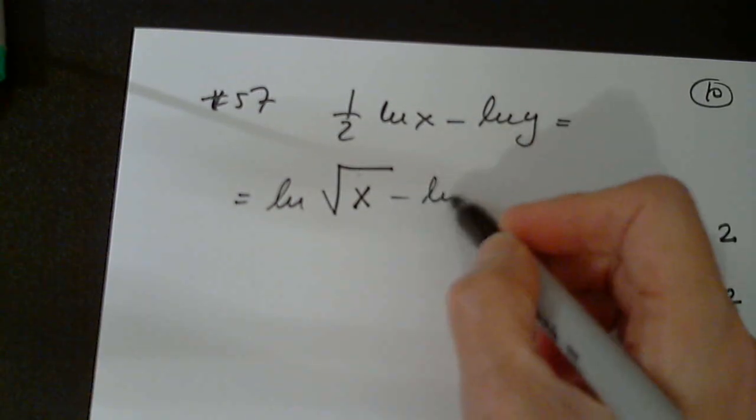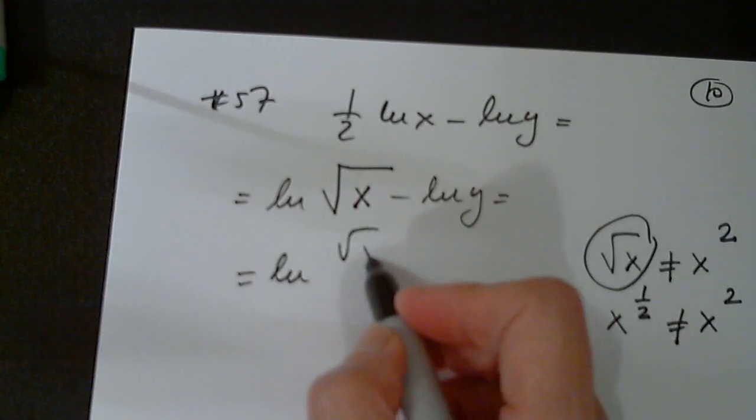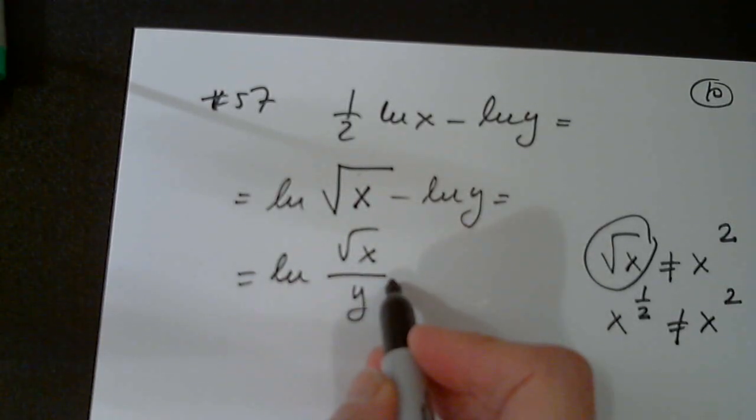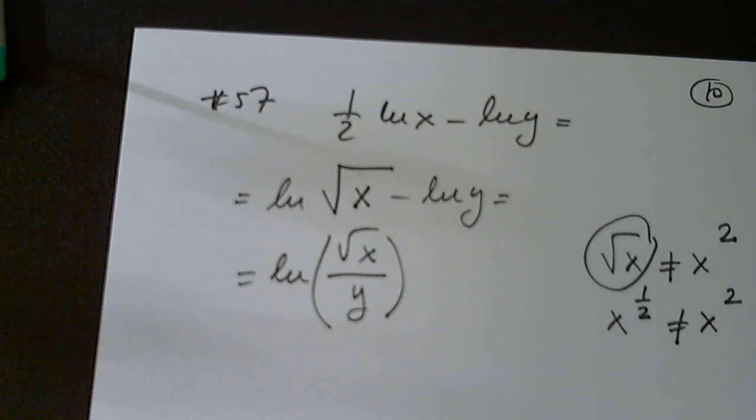Good. Minus natural log y. It's a difference, so I know it's the square root of x divided by y. Do not write over y. It's natural log applied to the ratio. Any questions on 57? Okay, let's go on.